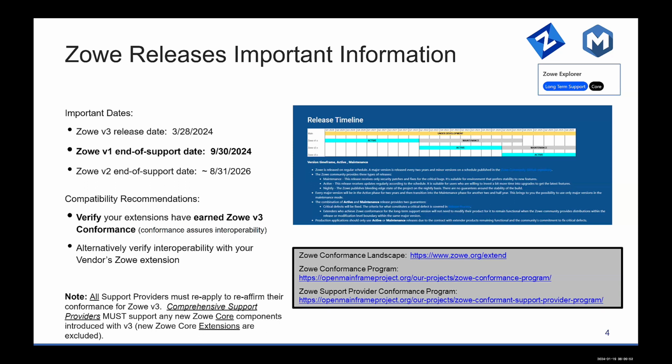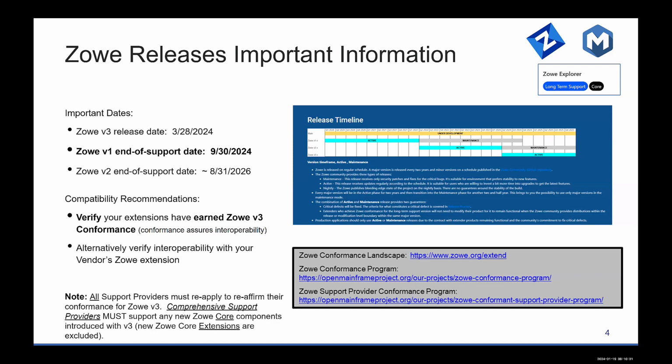And as a side note there at the bottom, just for your information, everyone has to reapply for V3 conformance. Everyone has to reaffirm that their extensions are interoperable with V3. But also the conformant support providers, the vendors that claim that they are able to support the current release of Zowe, also need to reapply for conformance in order to ensure that they are able to support all of the core components that are included in Zowe V3.